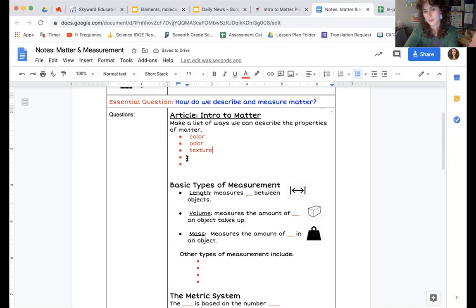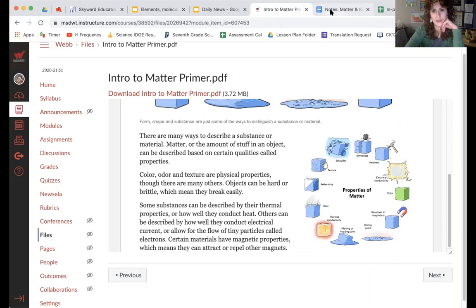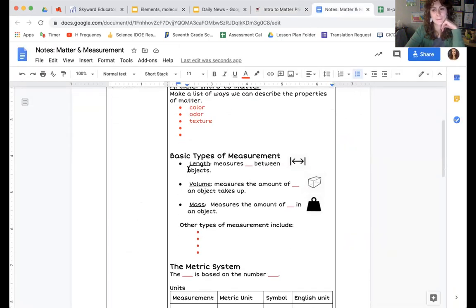So instead of stopping after 5, because this article contains a lot more than 5, why don't you try to get 10 or 12? So pause the video and read the article and finish that list. Okay, so you should have a nice long list of different properties of matter.